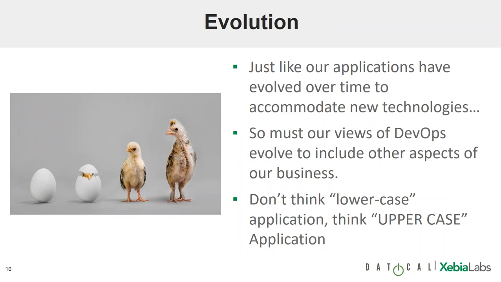At the end of the day, look at evolution. We certainly see this in software development. We have moved from waterfall to agile. We're constantly improving how we get software out the door. As we automate parts of our deployment, parts of our release, we need to not be satisfied with that. We need to keep going and include other parts of our business. Sunil and I would challenge our listeners: don't think lowercase application. Don't think the stuff that comes out of Jenkins and that's driven by Xebia. I want you to think uppercase Application, the whole stack, not just the app server. Let's do the database.